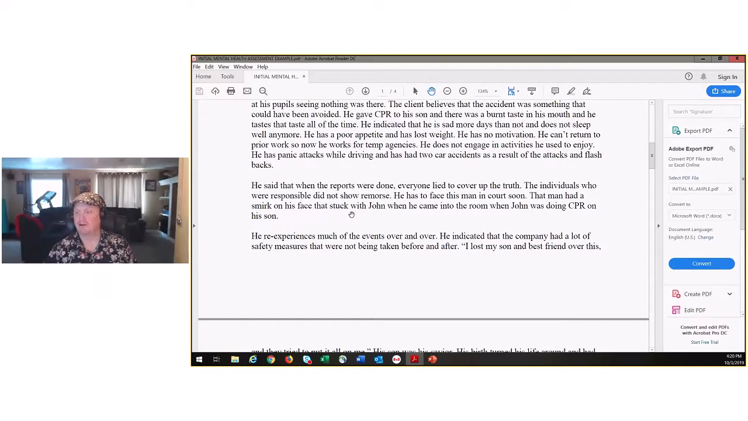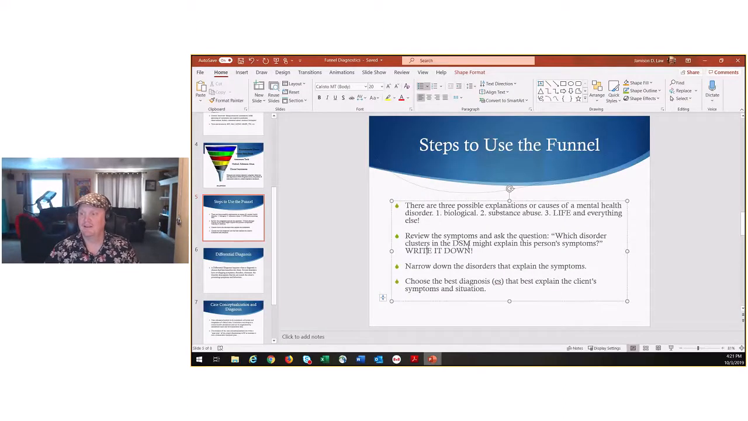And we are good to go so far. Now what we do is narrow down the disorders that explain the symptoms. This is where it gets kind of fun, okay?